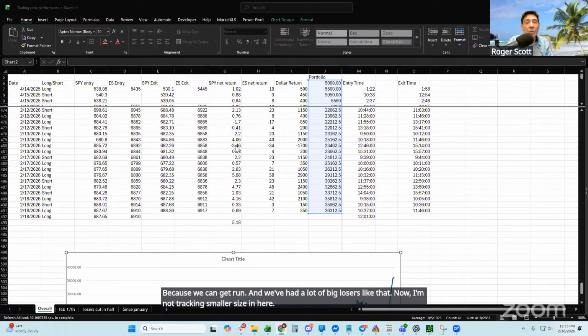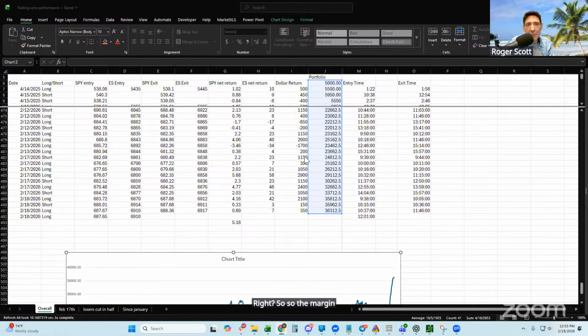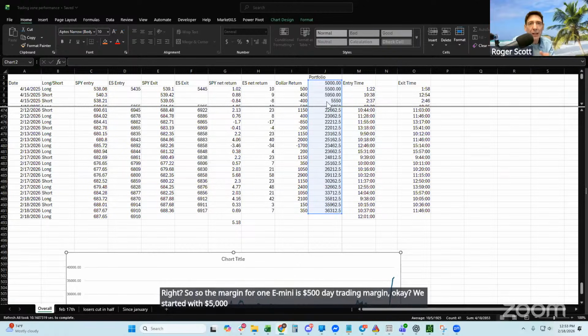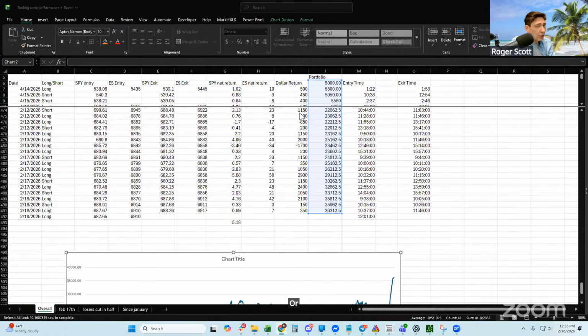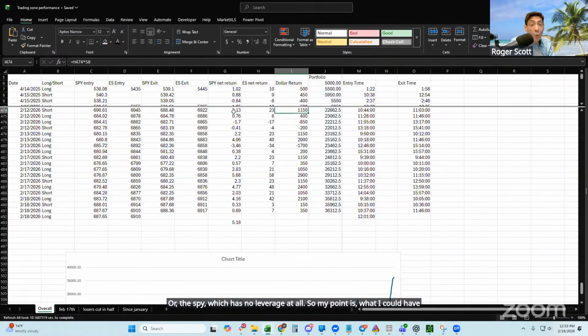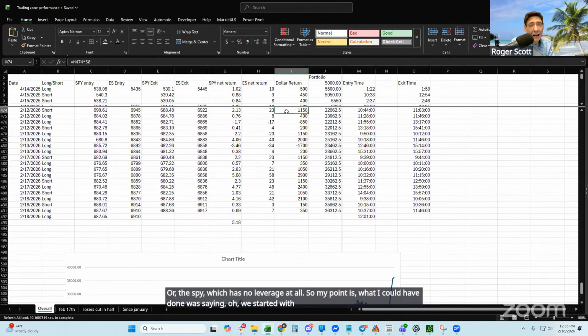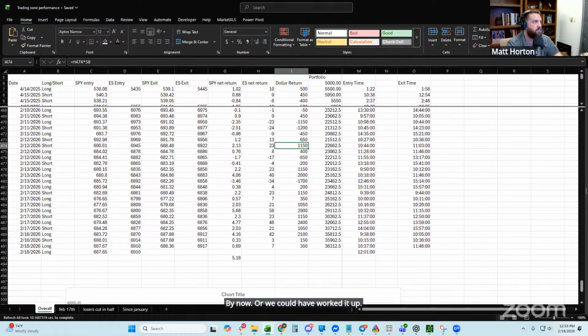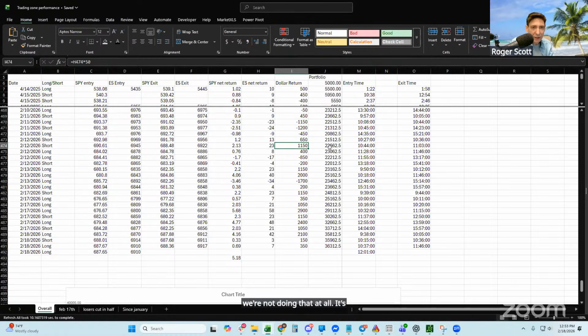Right. So the margin for one E-mini is $500, day trading margin. We started with $5,000, but we traded one contract. Or the SPY, which has no leverage at all. My point is, what I could have done was say we started with $5,000 and we're trading 10 contracts. No, I'm not doing that at all. Or we could have worked it up. We're not doing that at all. It's just constantly one contract.